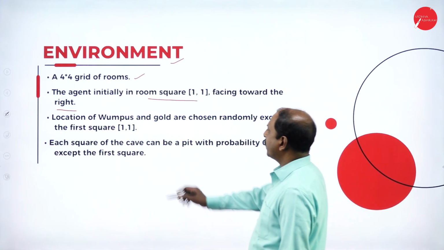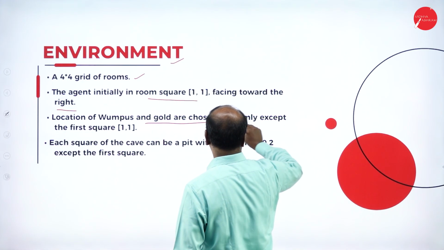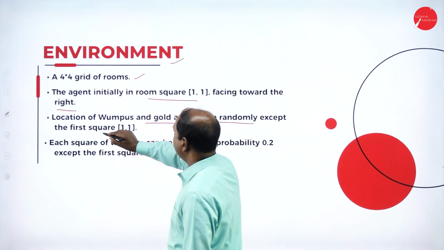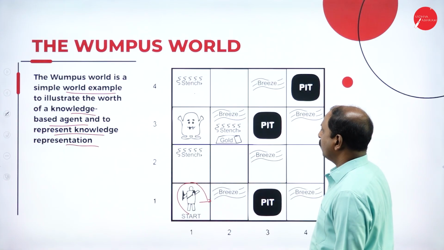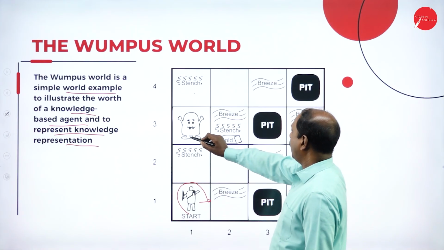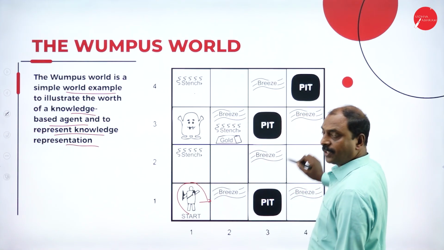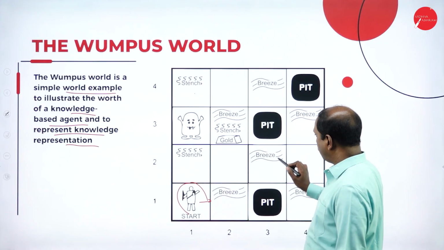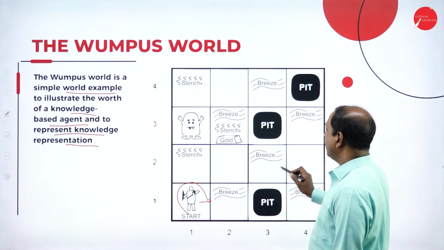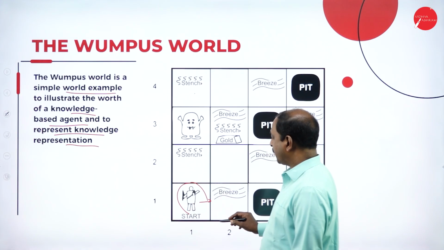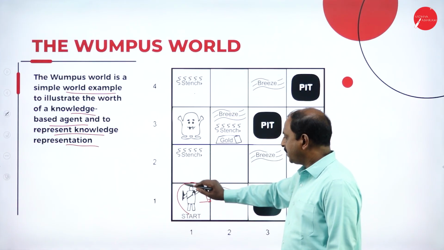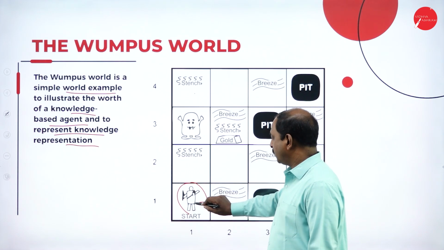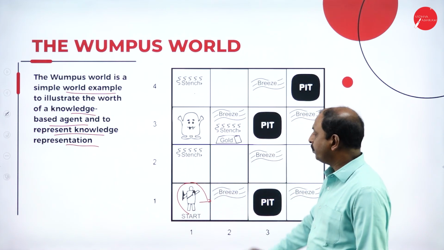Next one is the location of the worms and gold, which are chosen randomly except the first square. So here the location of the worms and gold we can select at any square in the given grid, but not at 1,1, because this is the starting point of the agent. The agent will start from this point, so this is a safe place for the agent to begin with.